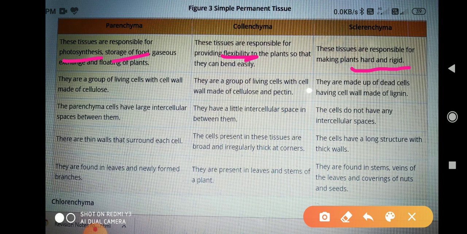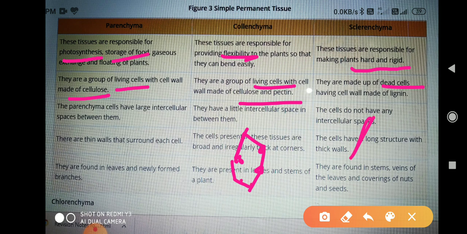Second, these cells are living. These cells are also living, and in the last, these are dead. Now, the cell wall is made up of cellulose. In the second case, the cell wall is made up of cellulose and pectin. Pectin is deposited. I told you deposition is found at the corners. This deposition is of pectin, and in these cells the walls are thick. They have deposition of lignin.